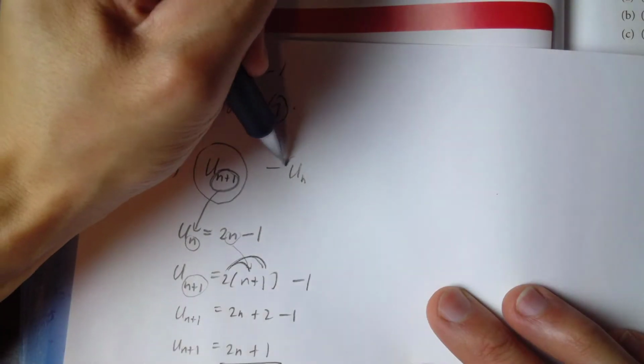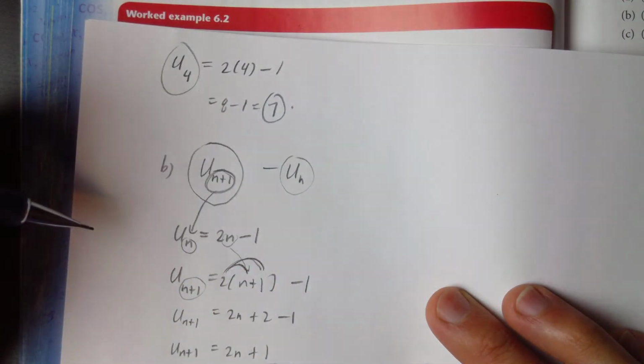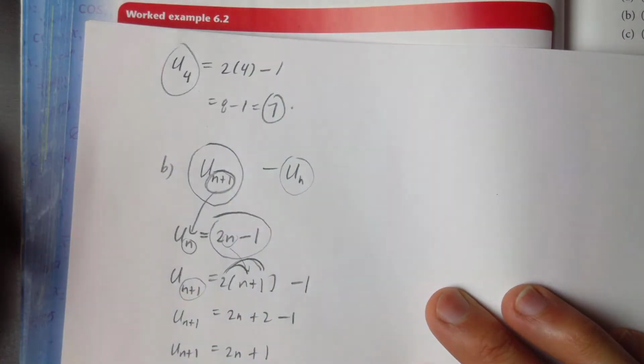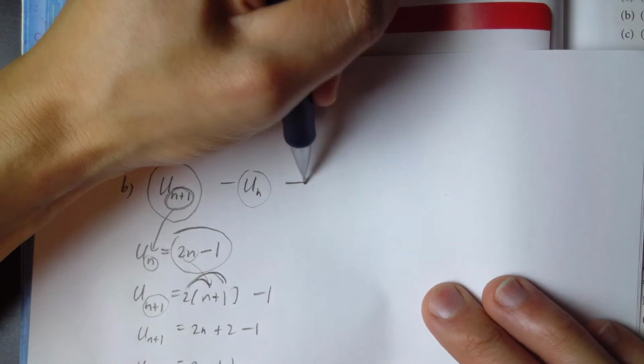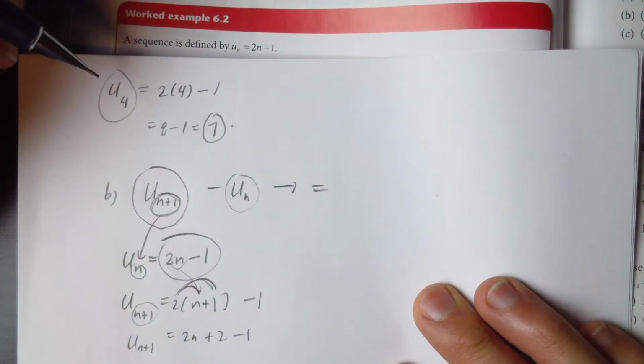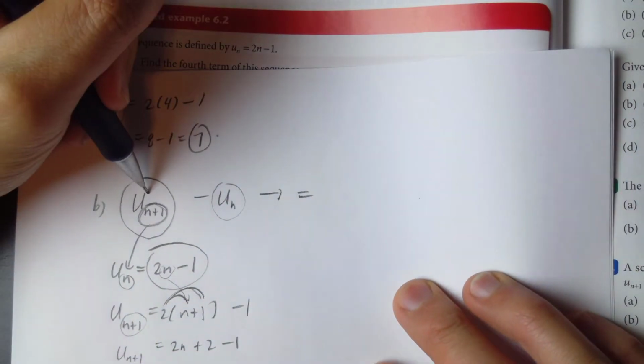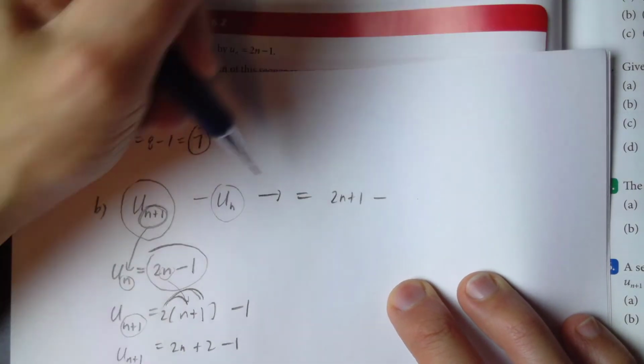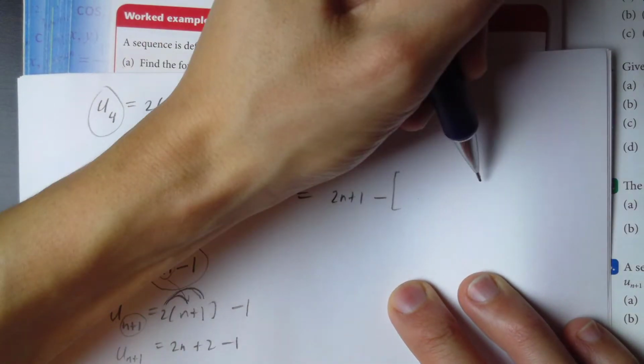Now let's focus on u_n. u_n we know is 2n minus 1. So let's put it together. Let's focus to the right over here. So u_(n+1) is 2n plus 1, minus the whole thing. Don't forget the brackets. u_n is 2n minus 1.